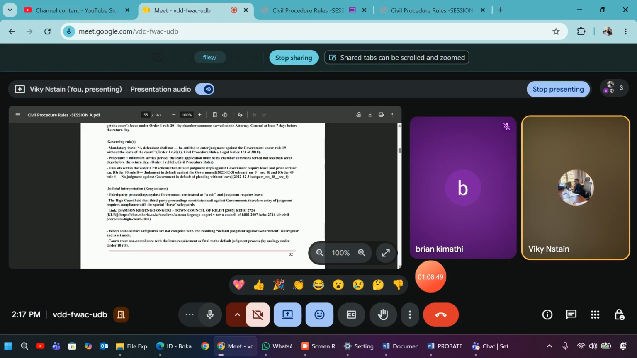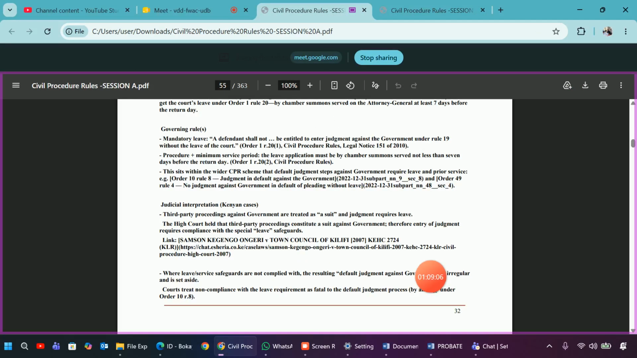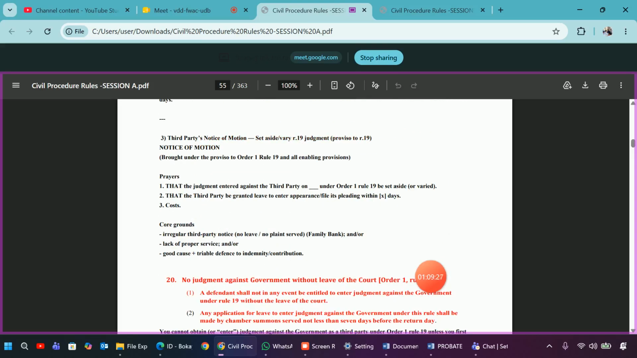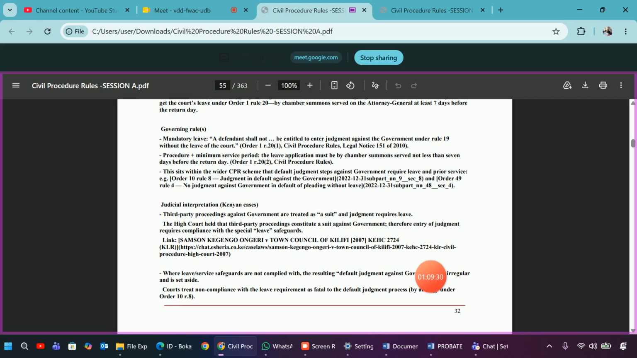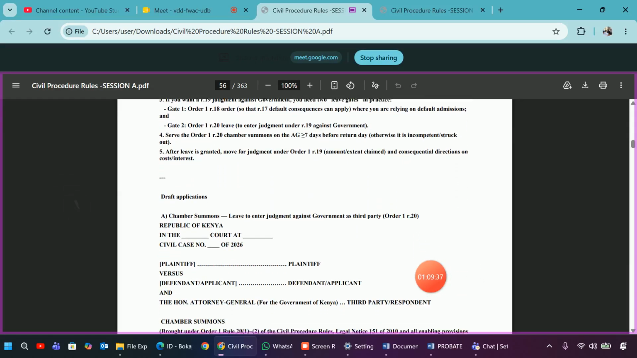So basically, we were saying that you cannot seek to enter judgment against the government without the leave of the court. So what is the necessary key takeaway in this situation?